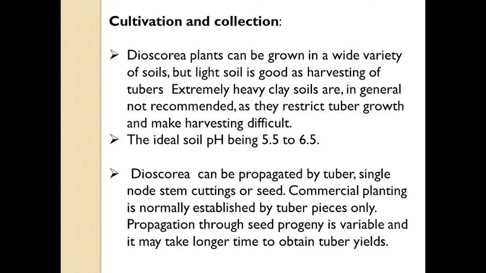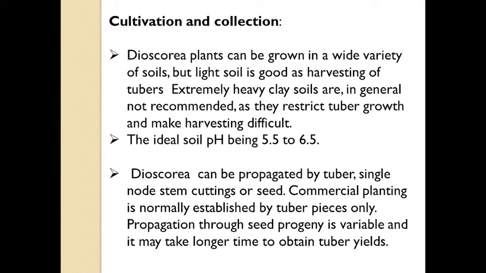5.5 to 6.5. When we think about the climate required for proper growth and cultivation of the plant, a humid climate is best suited. Apart from that, a humid climate with 2 to 3 months of cold winter is an ideal climate for its proper growth and development of the plant. And pH of the soil is 5.5 to 6.5, neutral pH. Generally, neutral pH is required for its proper growth.